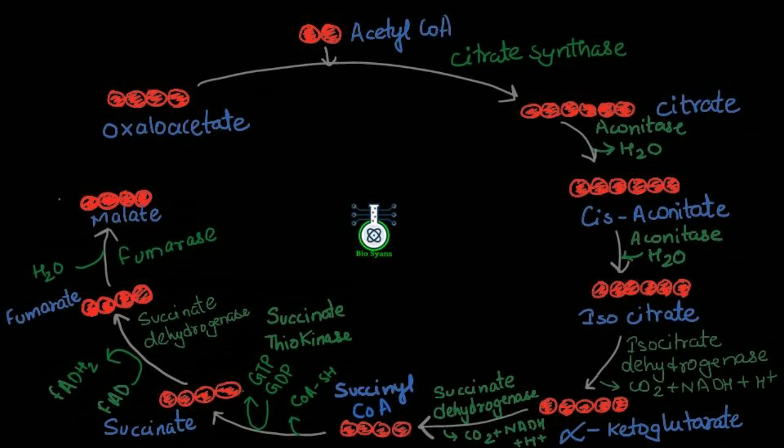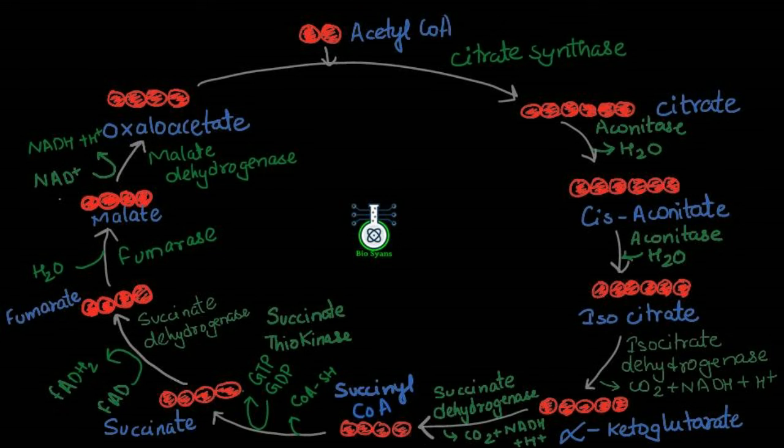In step 7, the addition of water to fumarate, catalyzed by the enzyme fumarase, forms the malate, which in the last oxidative step produces another molecule of NADH and regenerates oxaloacetate, which accepts two carbon fragments from the acetyl CoA for another turn of the cycle.